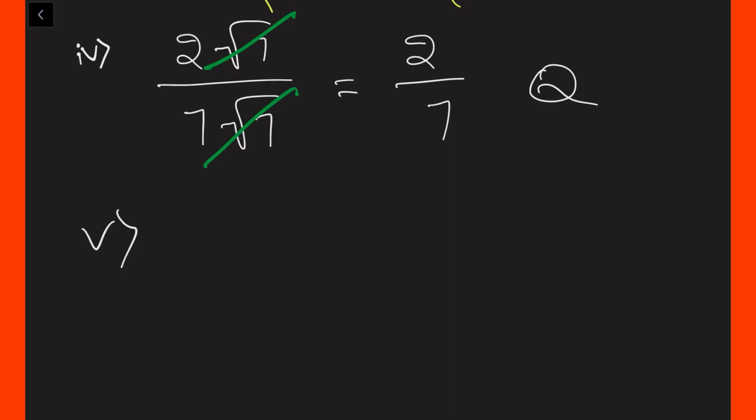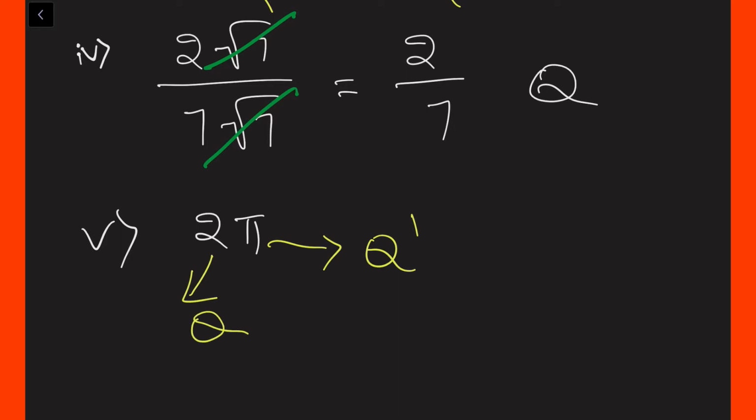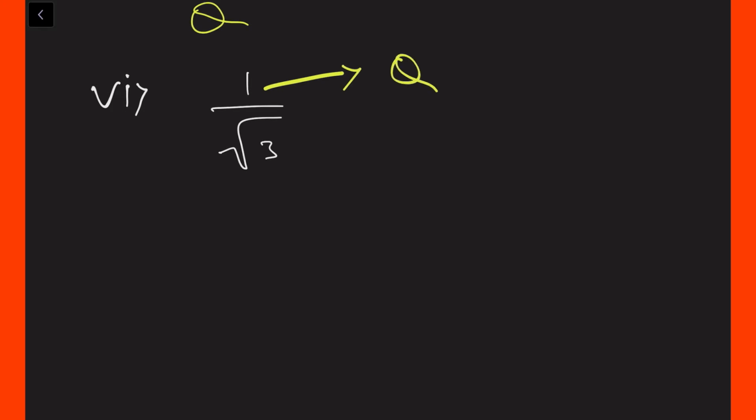Next bit, question number 5. It is 2π. If you observe clearly, this π is an irrational number, whereas 2 is a rational number. Rational into irrational is irrational. Next, question number 6. 1 by √3. Numerator 1 is a rational number, denominator √3 is an irrational number. So rational divided by irrational is nothing but irrational.